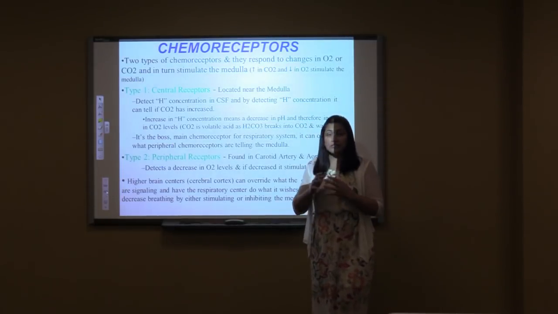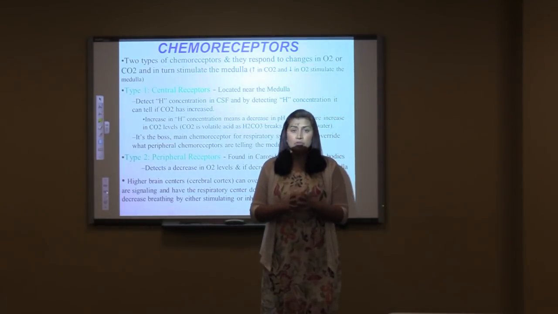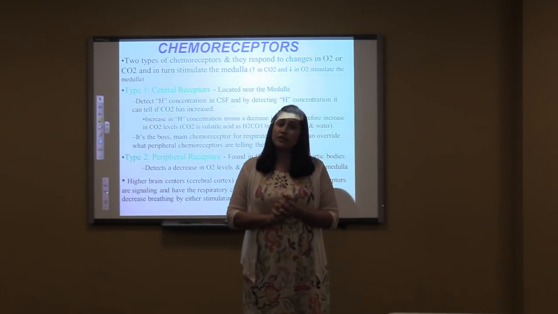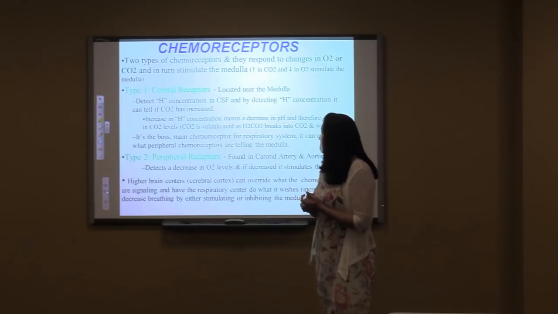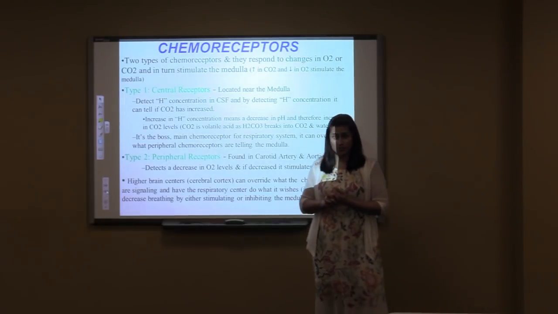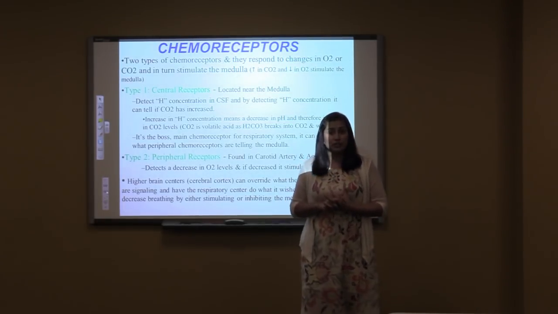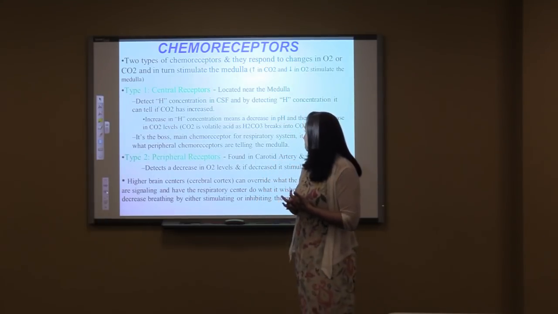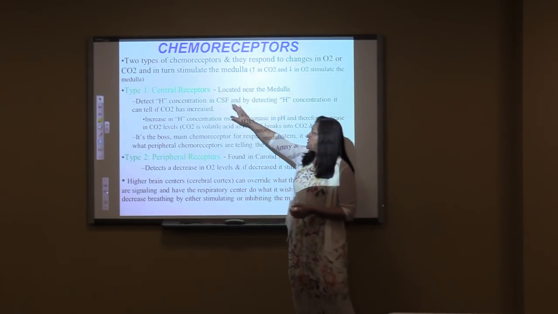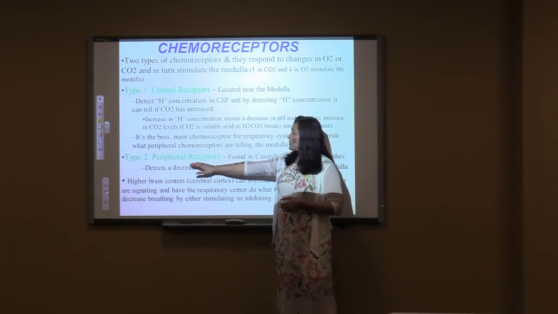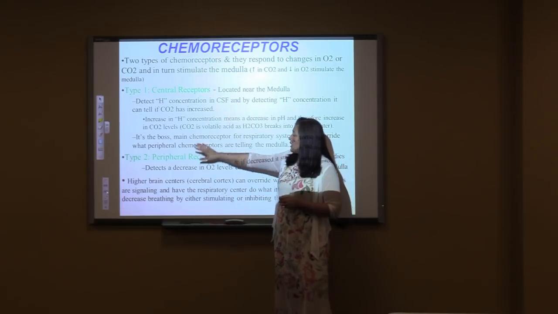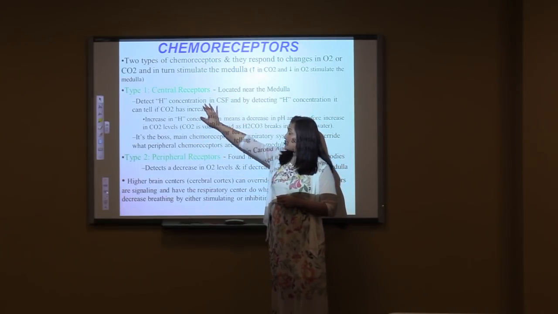Okay. Now, since we touched base on chemoreceptors, let's talk about the different chemoreceptors and where we find them. There are two types of chemoreceptors. One of them is called central chemoreceptor, another one is called peripheral chemoreceptor. Central chemoreceptors are type 1, peripheral chemoreceptors are type 2. I'm going to start with peripheral and then I'll come back to central.